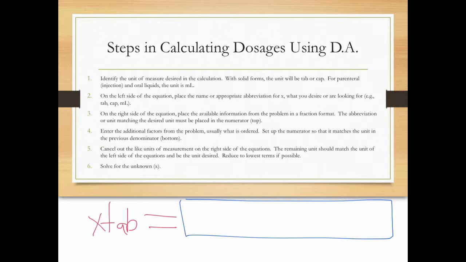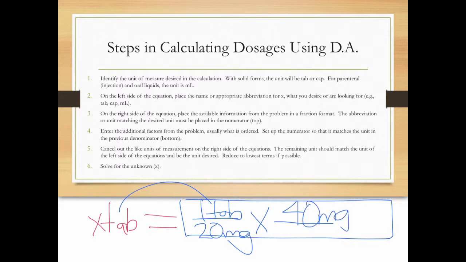You would set up the equation like this. 1 tablet, keeping the desired unit, tablet, on the top, 20 milligrams. Next, you'll put a multiplication sign and another fraction. From there, we would start with what the doctor ordered, 40 milligrams, over 1. You can put anything that's by itself over top of 1.